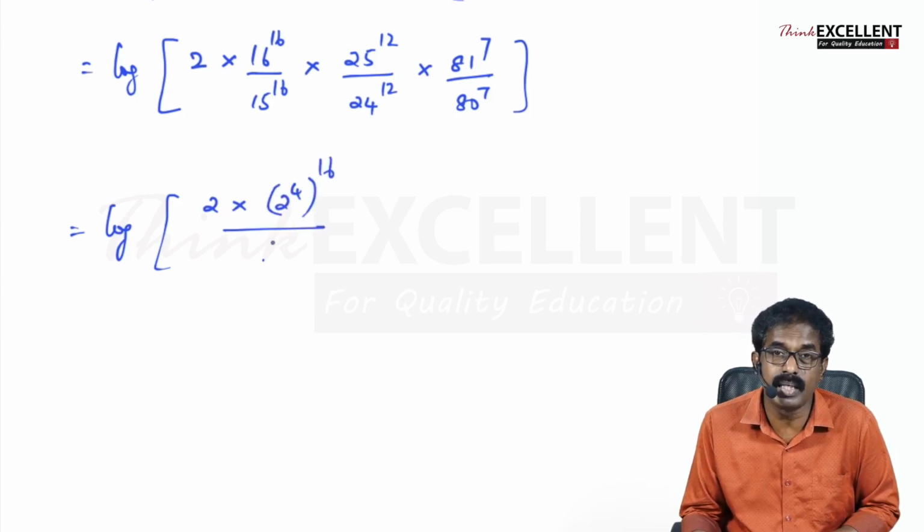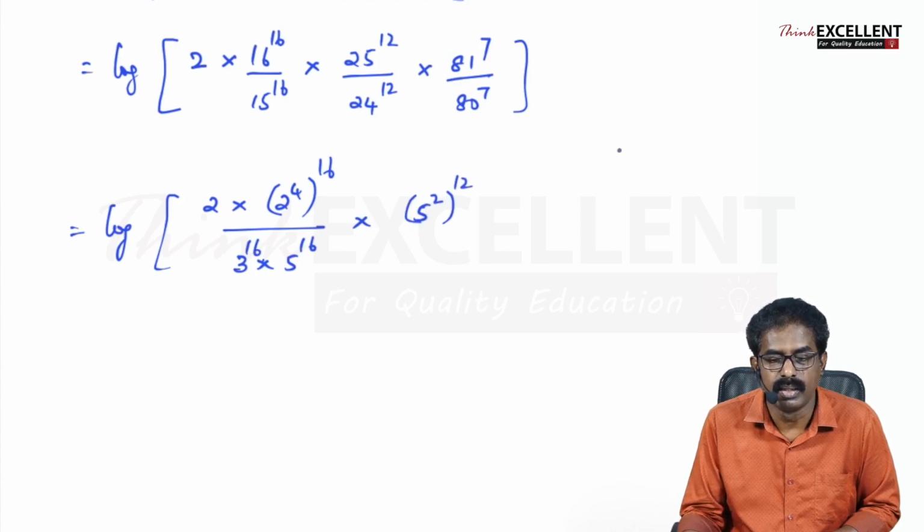15 can be written as 3 into 5. So 3 into 5, but the power is 16. For both of them, the power is 16. 25 is 5 square raised to 12.